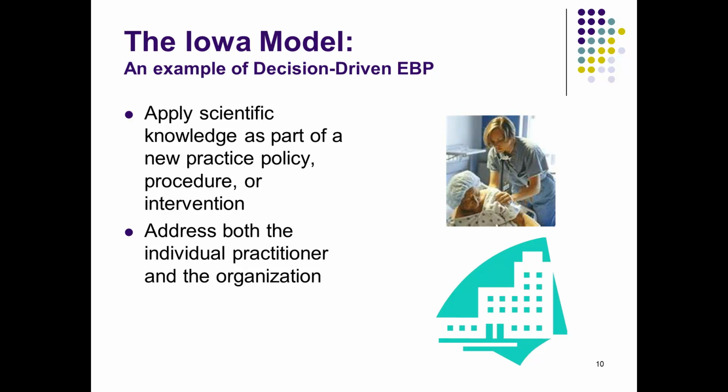An example, a decision-driven evidence-based practice with this model, you apply scientific knowledge as part of a new practice policy and procedure and intervention. And it might be, for example, ambulating a patient. When would be the best time to ambulate a patient who has had knee surgery? Taking a look at the literature, seeing what the literature says, and looking at nursing and physical therapy. This would be a great time to include a team member, having a physical therapist be involved, a surgeon involved, all really important in terms of moving forward and providing the best care possible.